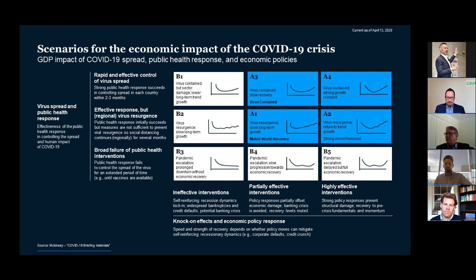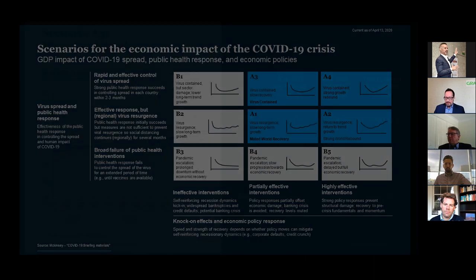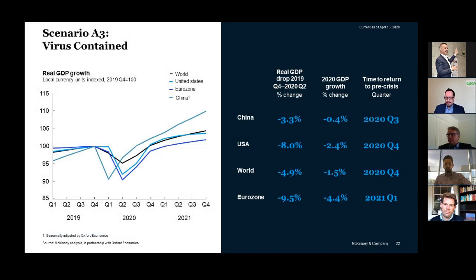So I'm going to now pull out just scenarios A3 and A1 to have a look at those two, because they're actually fairly close. But if we then drill into the detail about what this means for GDP, we can see they're actually quite different. And this is where, again, I think it highlights the need for scenario planning. So this is scenario A3. So this is the virus being contained. And under this scenario, the GDP returns to pre-crisis levels by calendar Q4 2020.